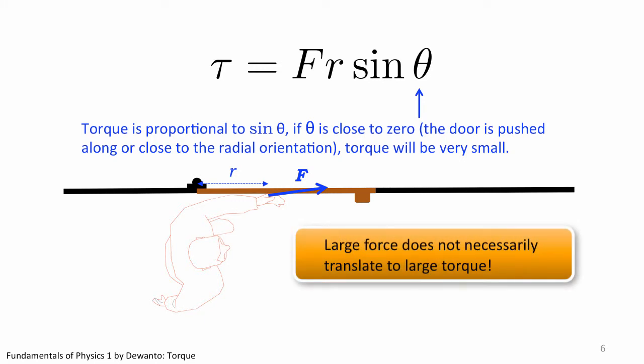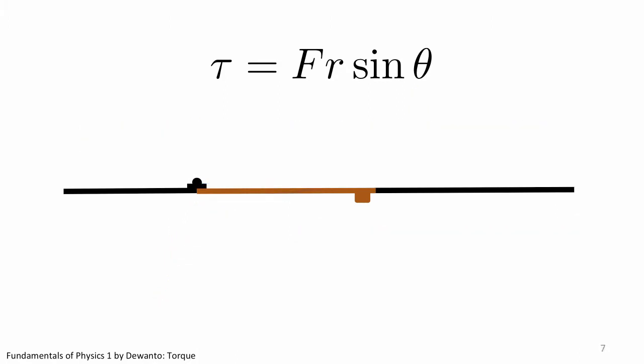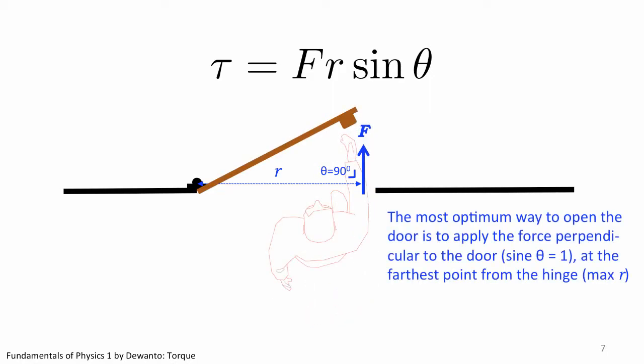Enough with negative examples, this equation tells us how to push a door open in the most efficient manner. We stand furthest possible away from the axle to maximize R. We then push the door open perpendicular to the door itself in order to maximize sin theta, and we should not have any problem pushing the door open even with gentle force. Okay, so that's about torque.